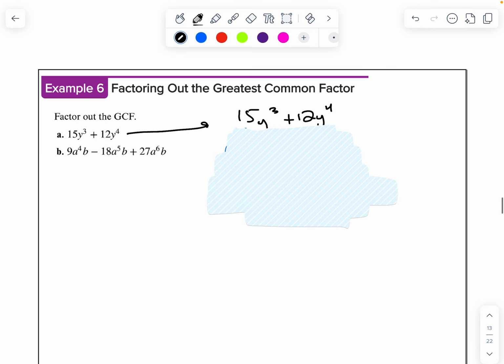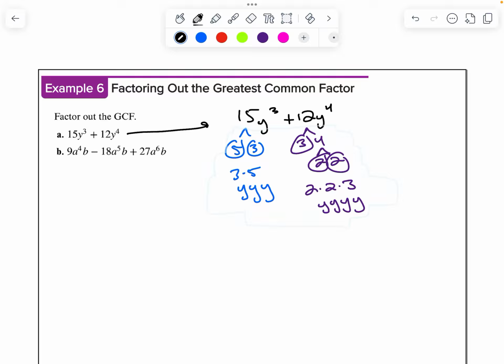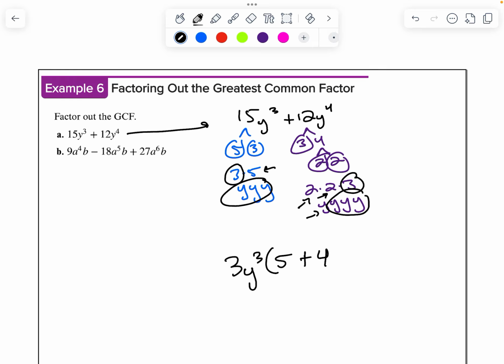Take a second and try this one. I would pause the video and see if you could do it. The GCF will be 3y to the third. And if you took it out of the first one, you'd be left with just the 5. And if you took it out of the second one, we'd have a 2 and a y. That's 2y. Notice we're multiplying the things that are left.